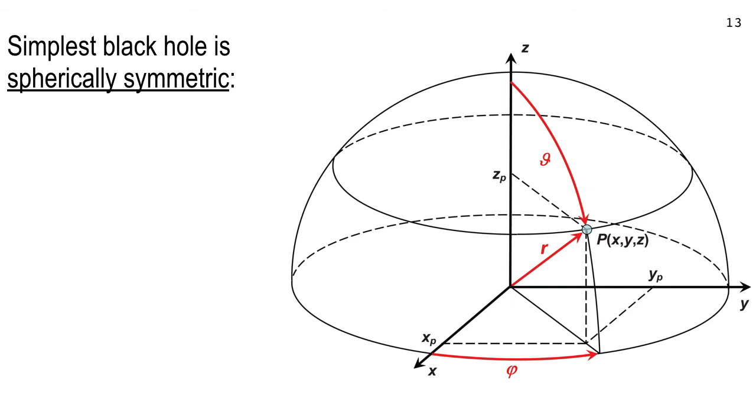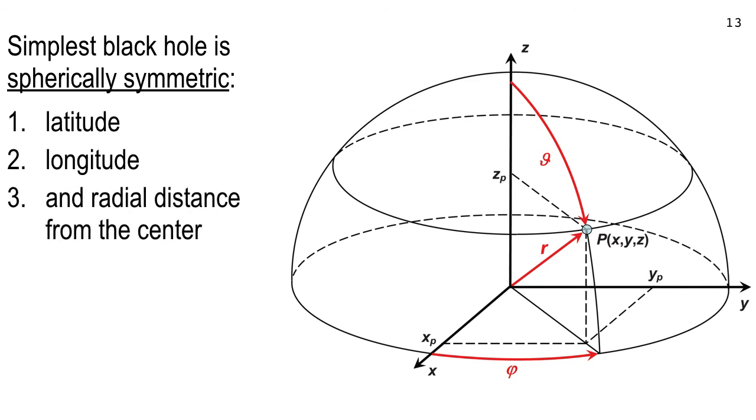The simplest black hole is one that's spherically symmetric. Right? So the best coordinates to use around a black hole, most of the time anyways, are like latitude and longitude, same as on a globe of the Earth, and then the radial distance from the center.